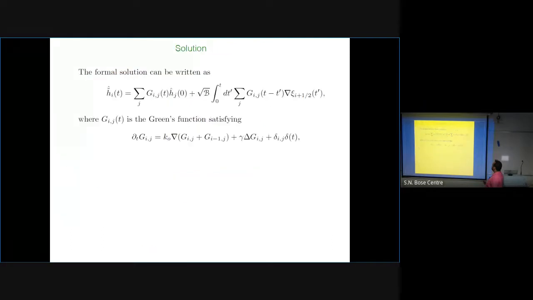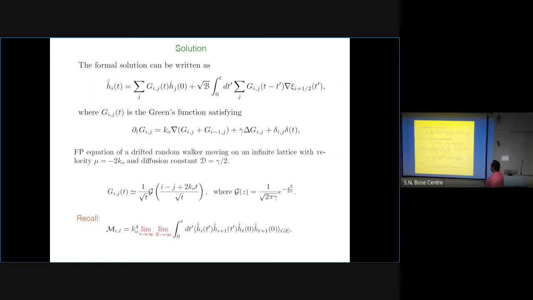The formal solution of this equation you can write down in this form where this is the Green's function, and the Green's function satisfies this equation, of course. Now, what is the solution of this Green's function? Note that this Green's function satisfies a Fokker-Planck equation of a random walker on an infinite line with this velocity and diffusion constant. This was gamma, sorry. So the solution should be in this form where it's a drifted Gaussian. Drifted diffusion. So you have a drift, and this is the form.